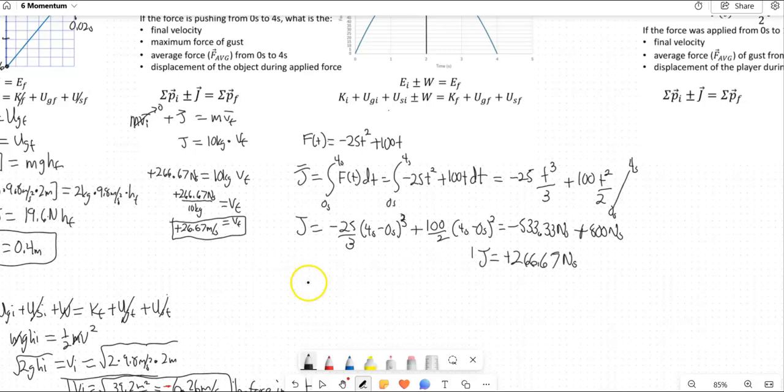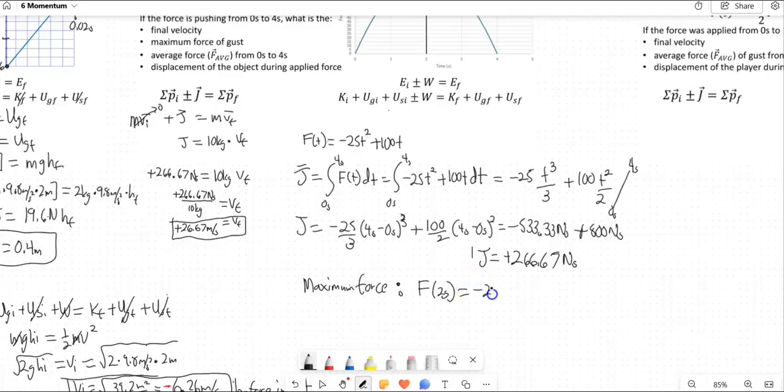Okay, so the maximum force of the gust, since we have a really convenient parabola, we're going to do it two different ways, okay? We're going to take this function, and since we know the time, 2 seconds, that it reaches its maximum force, since we have a nice smooth parabola where we know the minimum and maximum, divide that by 2, and that is the force at the maximum point. So then we're just going to put in 2 seconds here.